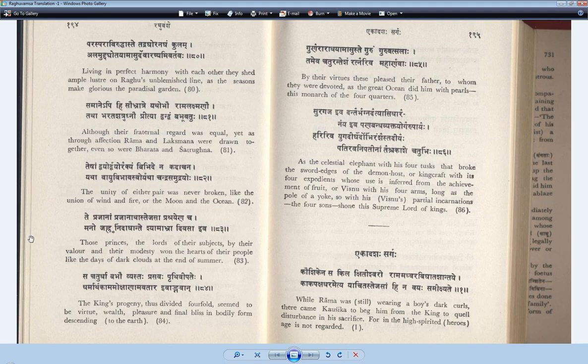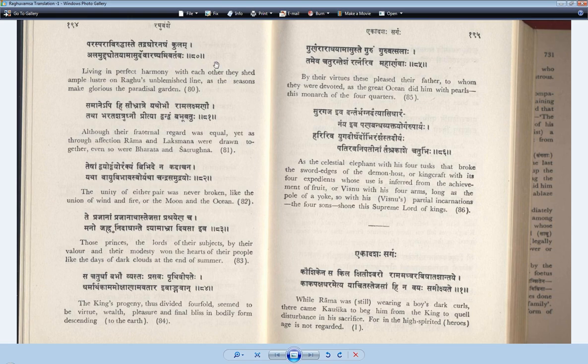So we see what living in perfect harmony. Living in perfect harmony. Paraspara, there's no typo here. Paraspara viruddhaha. With each other is paraspara. So harmony is aviruddhaha. With each other is paraspara. They is a te.